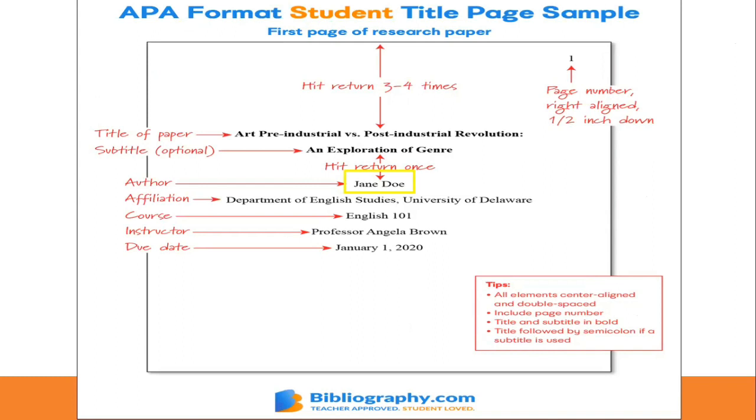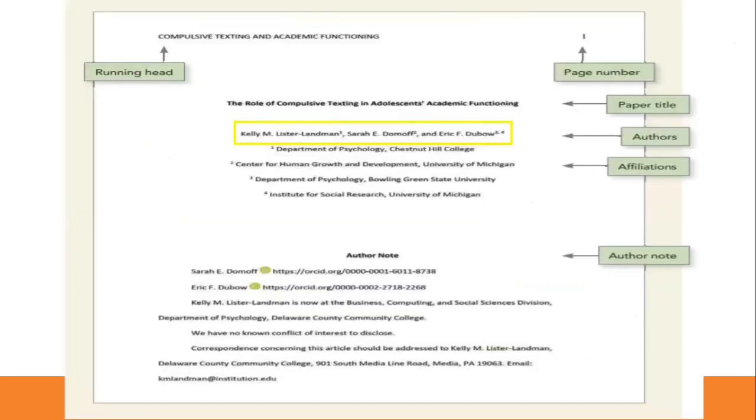And for multiple authors, as you can notice, boxed in yellow, these are the authors of our thesis. So you have there Kelly M. Lister Landman, comma, Sarah E. Damoff, comma, space, and Eric F. Dubbo. Meaning to say, in this case, we assume that Kelly M. Lister Landman is the one who made bigger contributions for this particular study because her name appeared first on the author's list, or on the author's names ordering.